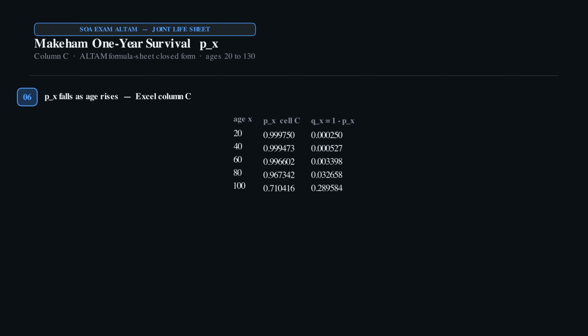Copy the formula down. At 40, Px is 0.999473. At 60, 0.996602. At 80, 0.967342. At 100, 0.710416. Makeham is almost flat in the 20s, and then the BC to the X term takes over.